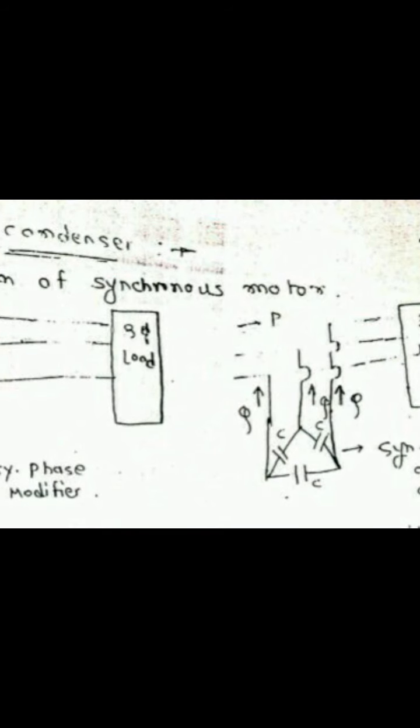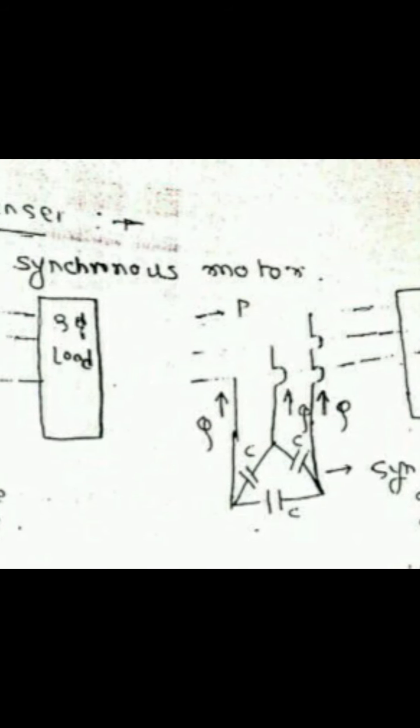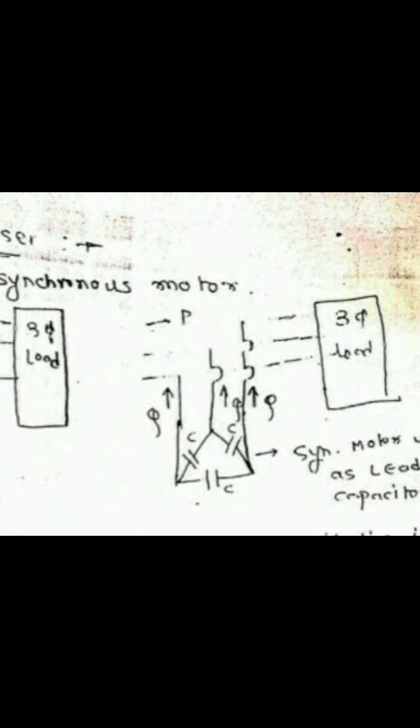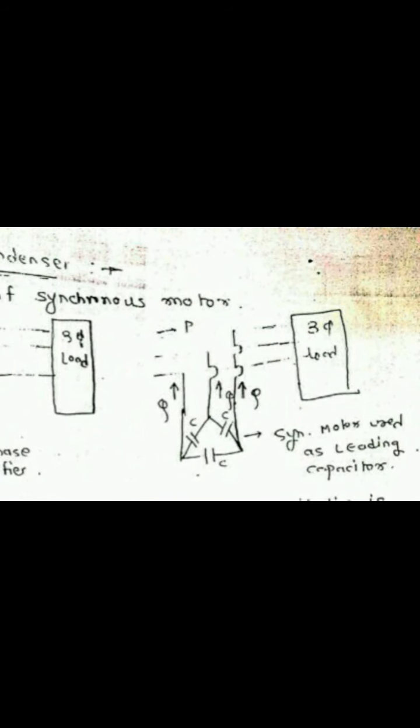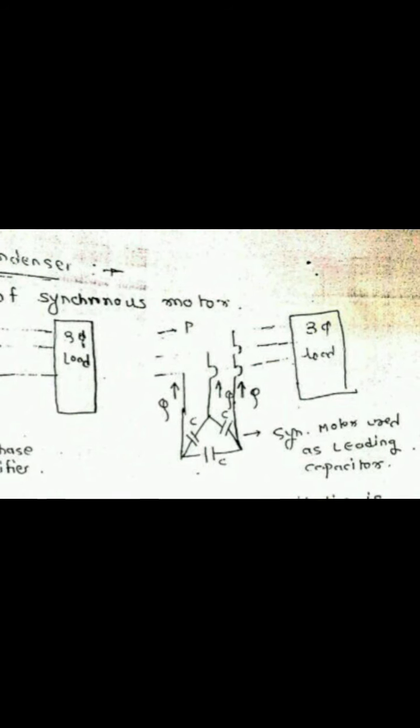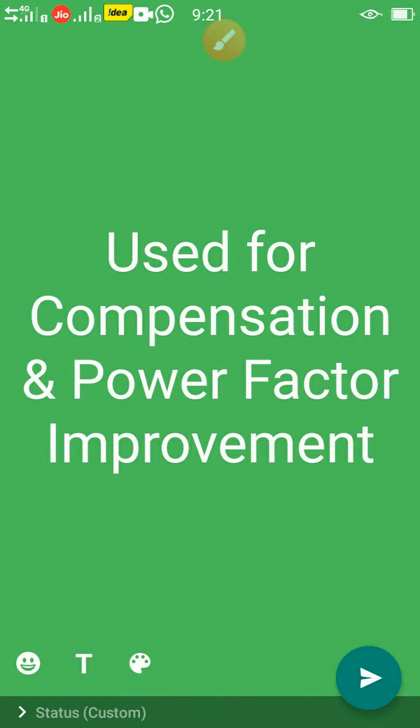In a simple way, when there is a load which has a lagging power factor, at that time this synchronous motor will supply a leading power factor, that is, leading reactive power. If the three-phase load has a leading power factor, at that time this synchronous motor, used as a synchronous capacitor, behaves like an inductor, which will absorb the power. In this way, this synchronous motor is used for reactive power management, which is called compensation of a transmission line, as well as power factor improvement of a transmission line.